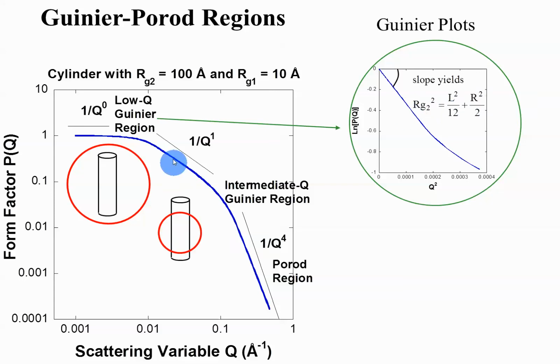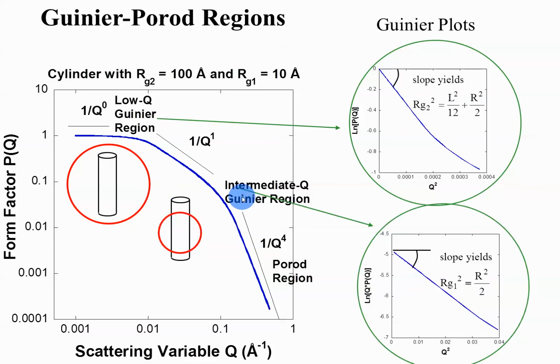Now in this intermediate Q range, it goes like 1 over the scattering variable to the first power because it's a cylinder, 1D, and we don't see the entire cylinder, but we see only the cross section. If we do what is called a modified Guinier plot, log of Q times P versus Q squared, the slope gives us the cross-sectional radius. Now at high Q, it drops like 1 over Q to the 4.